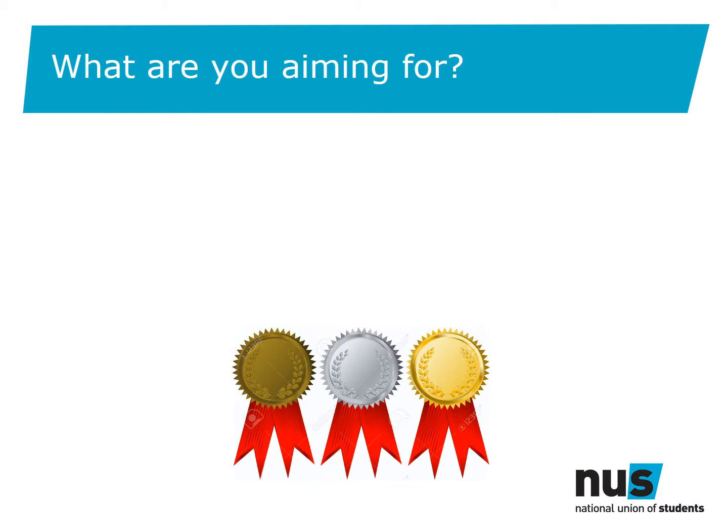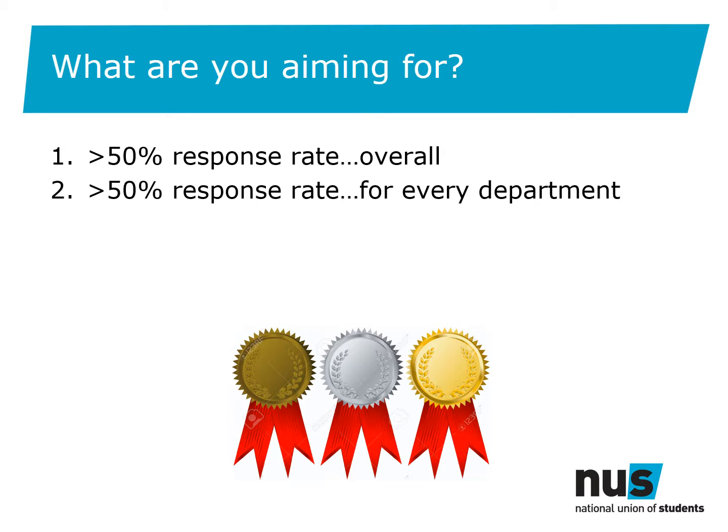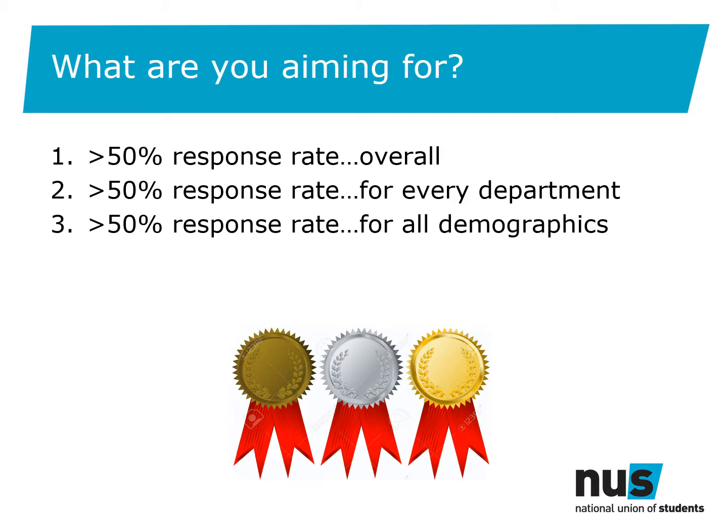So when you're promoting the survey, what is it you're aiming for? First of all, you need 50% of your whole institution to complete it in order to publish an institutional average. If you don't do this, your university or college won't appear in the publicly comparable data. You also want at least 50% of every department to complete the survey so you can compare across the institution. You also want all your demographic information, so you need at least 50% of your mature students, disabled students, international students to fill it in.